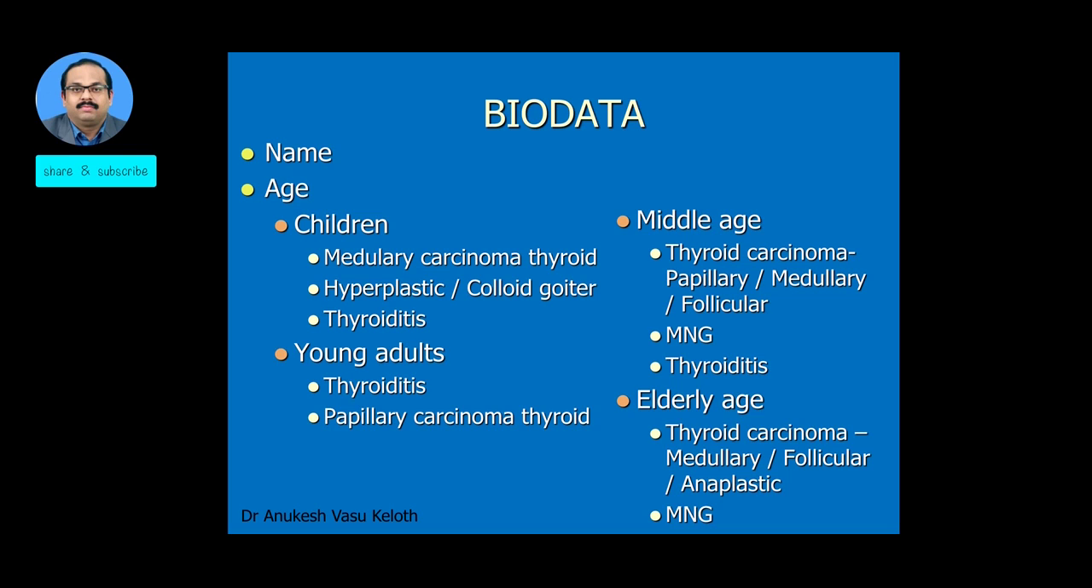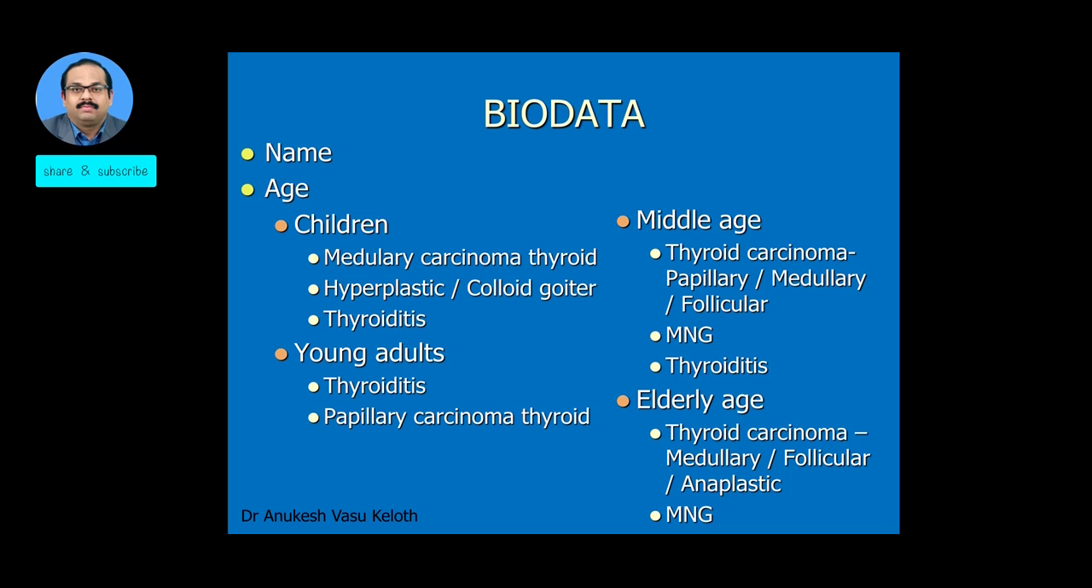In the middle age, that is, let's say 30 to 50 years old, you can get thyroid carcinoma that can be papillary, medullary, or follicular type. A multinodular goiter is frequently seen. Thyroiditis again is seen. In the elderly age group, that is above 50 or above 60 years old, again thyroid carcinoma is seen: medullary carcinoma, follicular carcinoma, and anaplastic carcinoma.